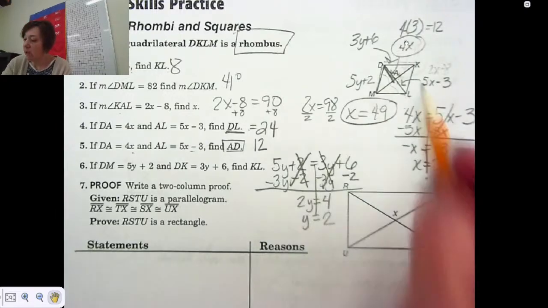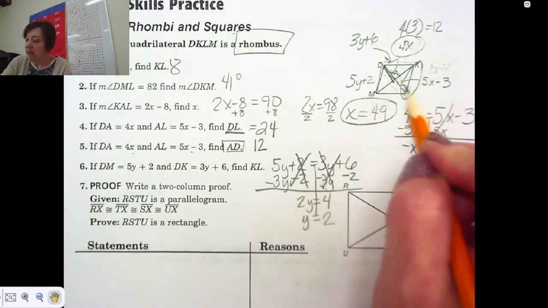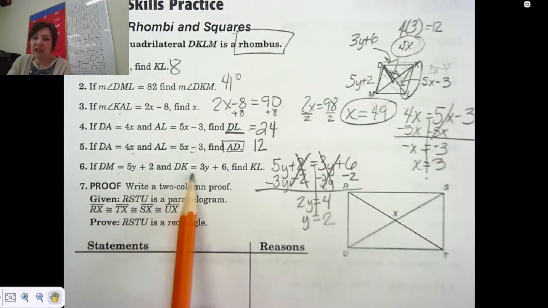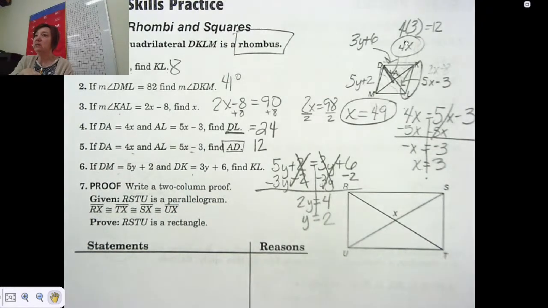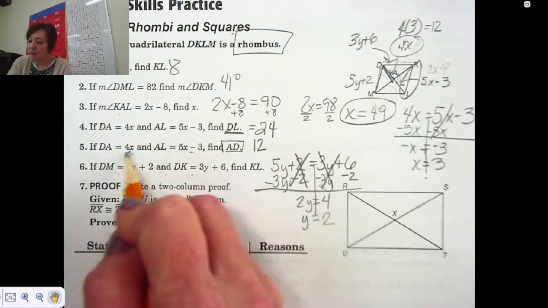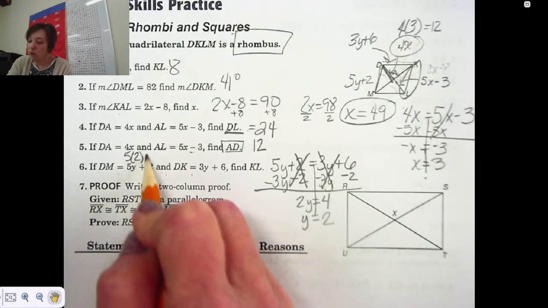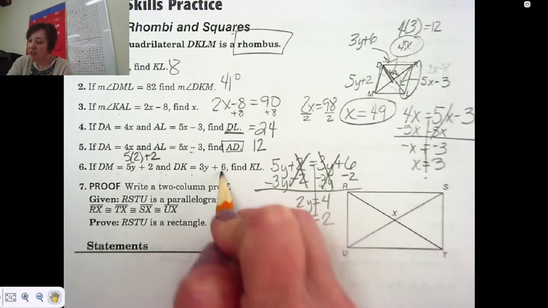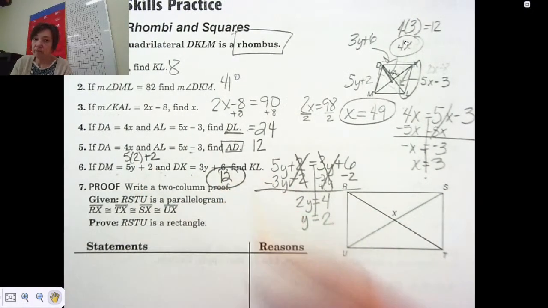Because what did they ask for? They asked for KL. And KL's not either one of these sides, but what do we know about KL? It's the same. So we can plug it into either one of these to find the answer. So 5 times 2 plus 2, what does that leave me for KL? Can we get any easier than that stuff right there? That's just about as easy as we can make it, isn't it?